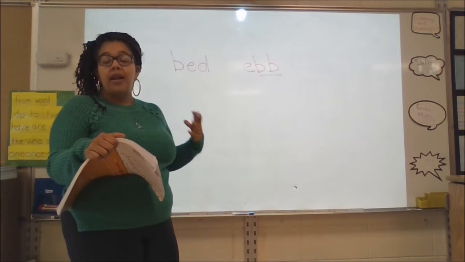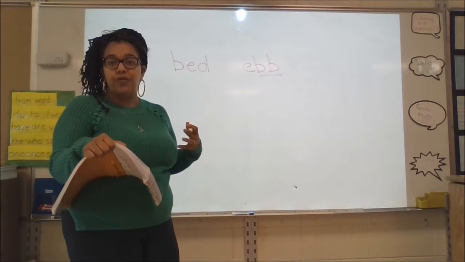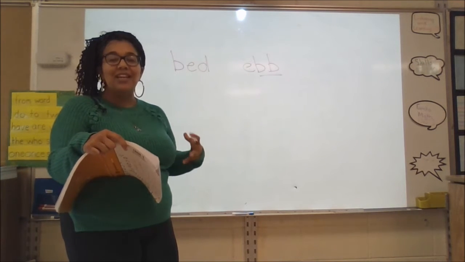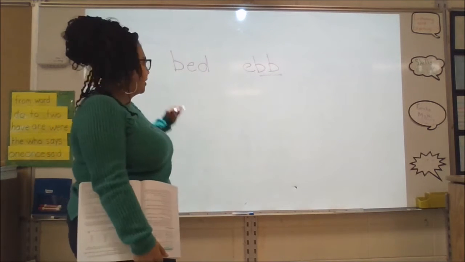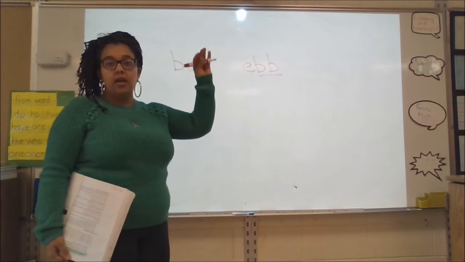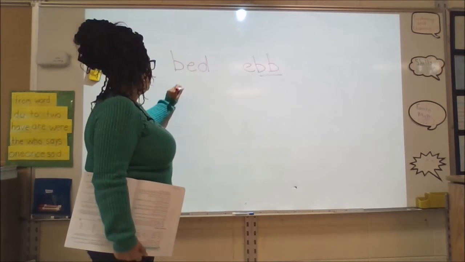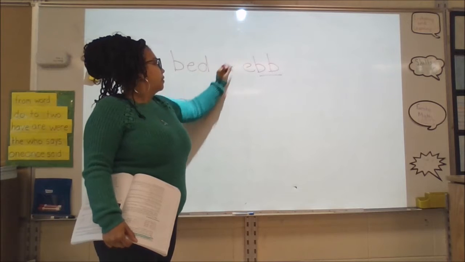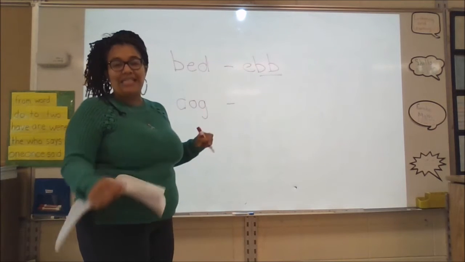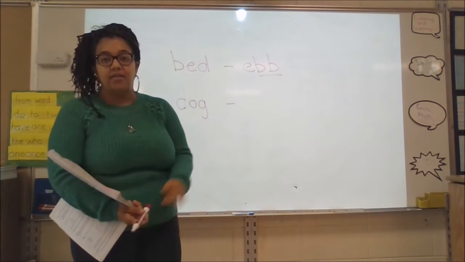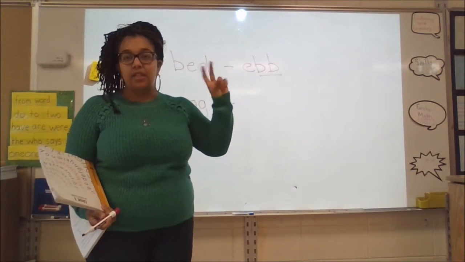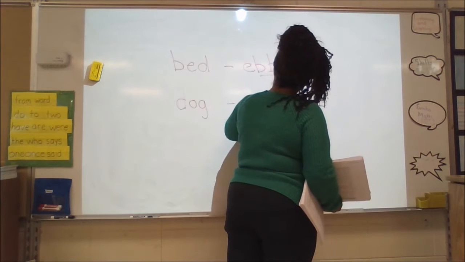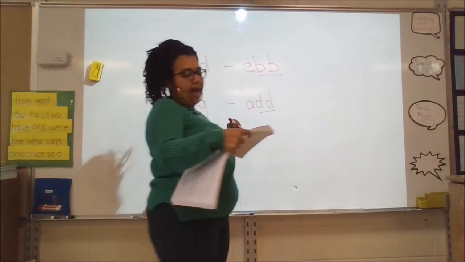Let's do another one. This time we're going to do the sound D. My single D spelling word is dog. D-og. And my double letter D spelled word is add. Let's count the sounds. Let's tap the sounds. Add. It's 2 sounds, but it is 3 letters. A, D, D. Add. Cool.